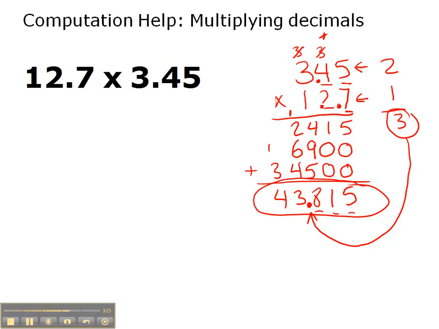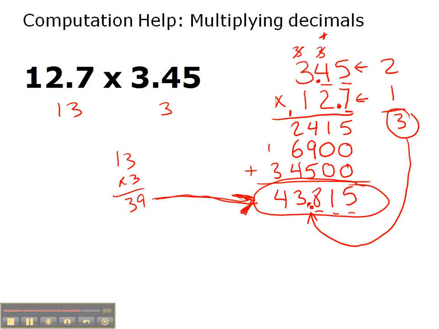Now, before I show you the alternate method, let's think about this for a minute. You always want to consider whether your answer, or your product, is reasonable. Let's look at the numbers we started with. 3.45, let's round it down to 3. 12.7, let's call that 13. If I do 13 times 3, I get 39. Are we in the ballpark? Is that close to 39? Definitely. 43 is close to 39.